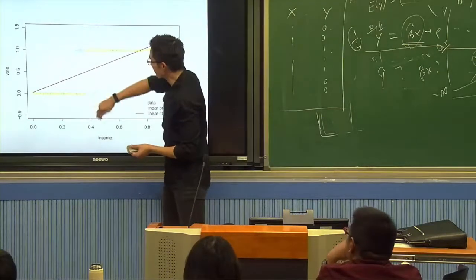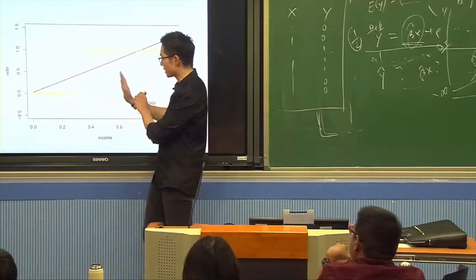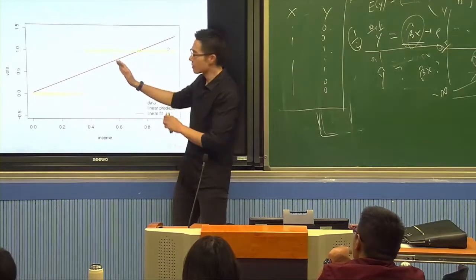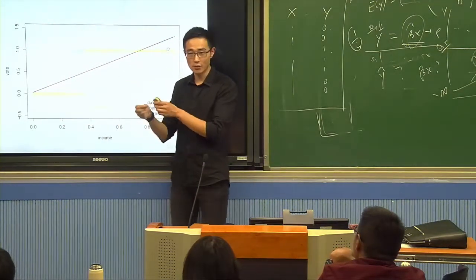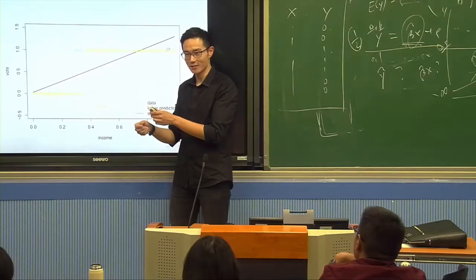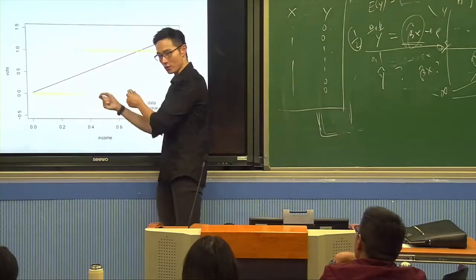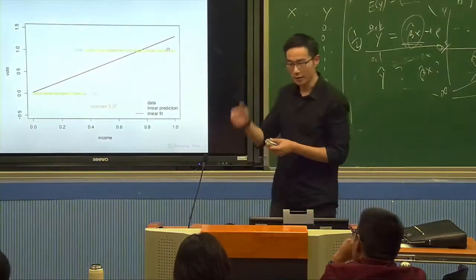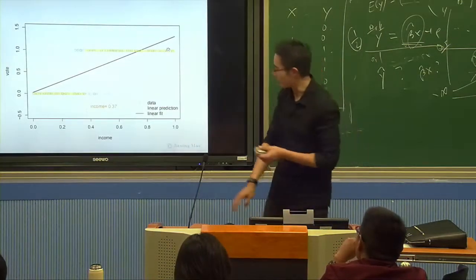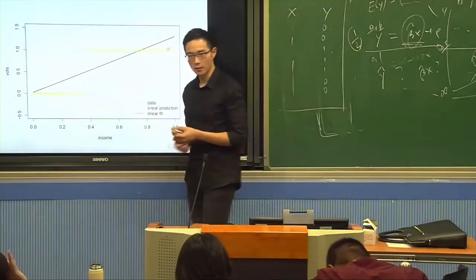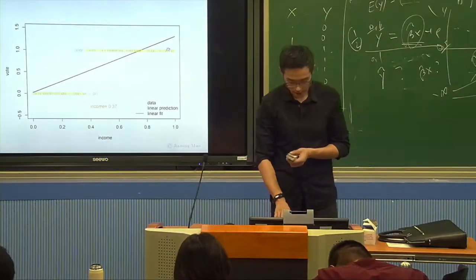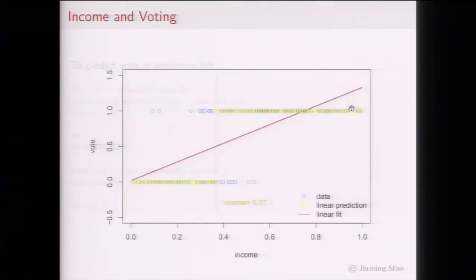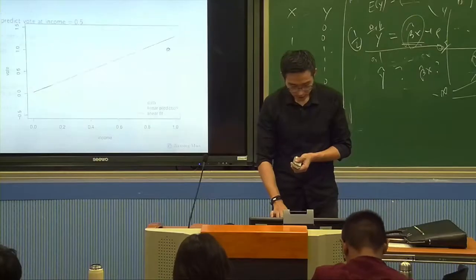And what is this line? Basically, I predict everyone below this line did not vote. I predict everyone above this line votes. So this line is called my decision boundary. It's a boundary that generates two different kinds of predictions, before and after. And this boundary is at an income equal to 0.37, the 37th percentile of the income.